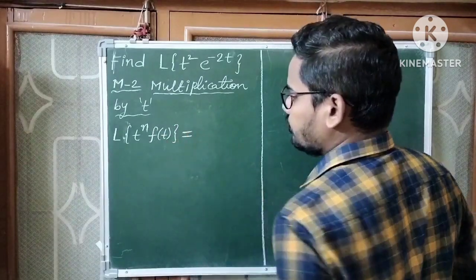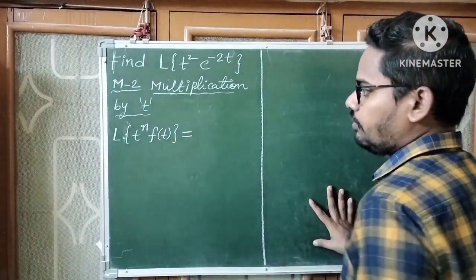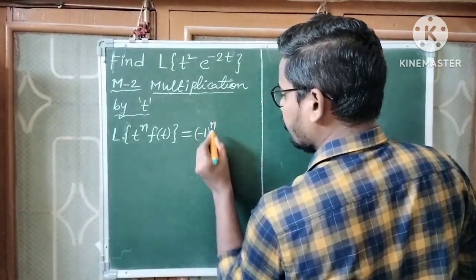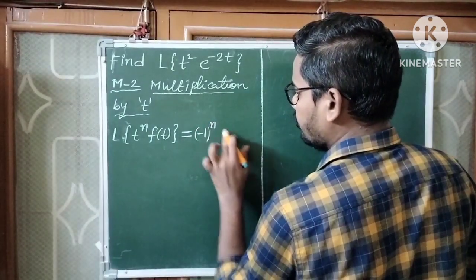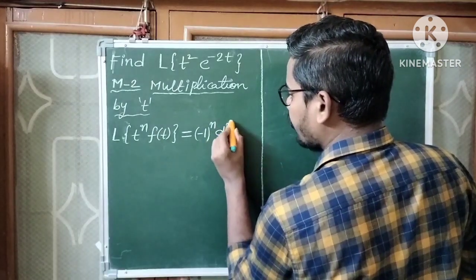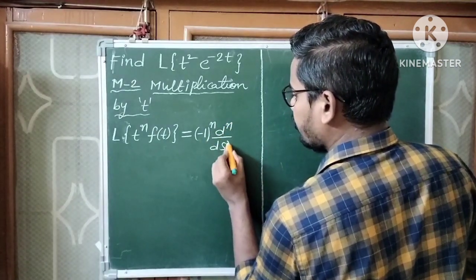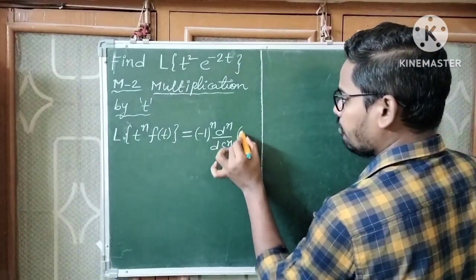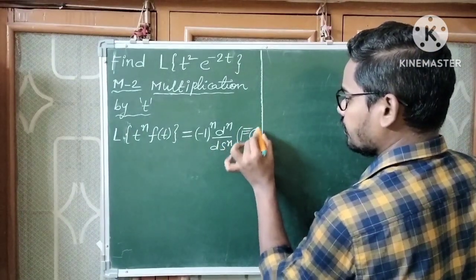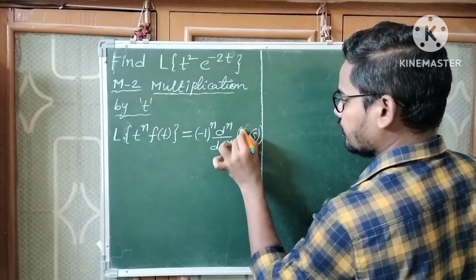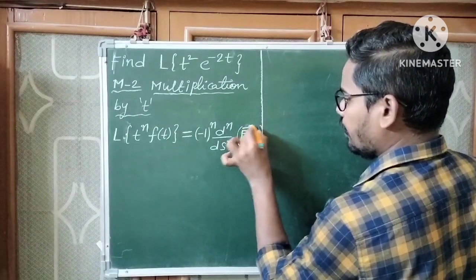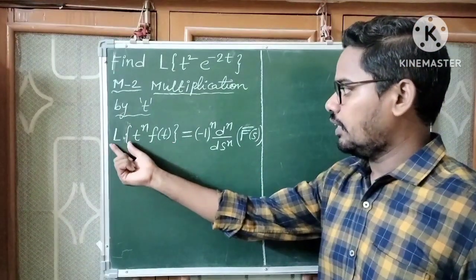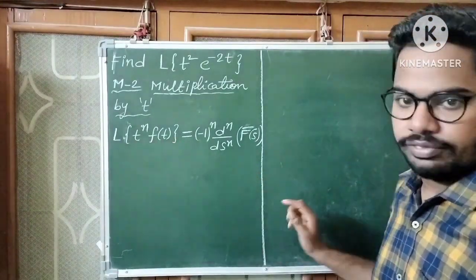The Laplace transform of t power n f of t is equal to minus 1 power n, d power n by ds power n, of F bar of s, capital F bar of s. So this is the formula for the Laplace transform of t power n f of t.